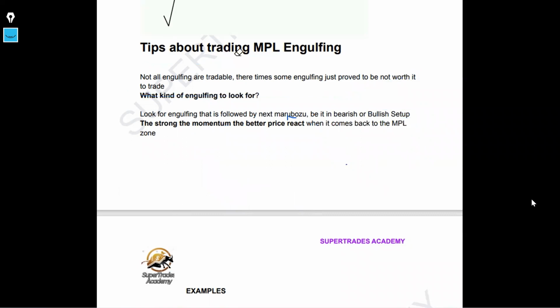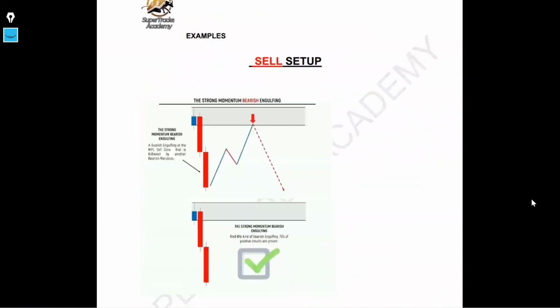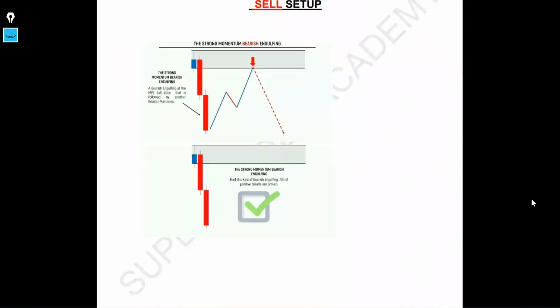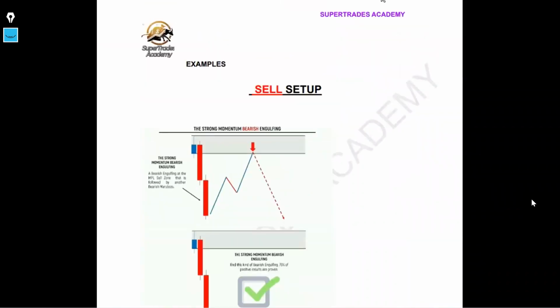So I drew for you some diagrams here. Let us see how they look. For example, this is a sell setup. As you can see here, this is a strong Marubozu, followed by Marubozu. The market will come back and go. So the stronger the momentum from the supply zone, the better the price will reject on this zone and go down.